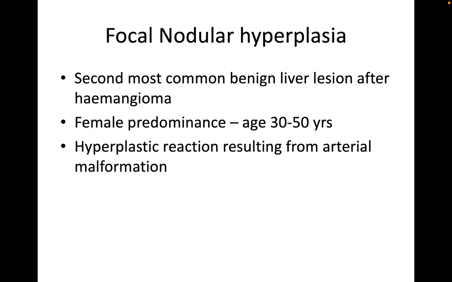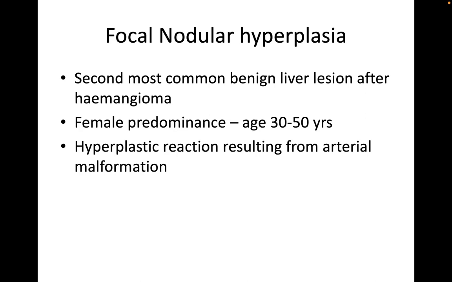The next one is FNH, focal nodular hyperplasia, which is the second most common benign liver lesion after hemangioma. It also has a female predominance. I think most of our lesions have a female predominance, and it's mainly to do with the female hormones as compared to males. It's a hyperplastic reaction resulting from material malformation.